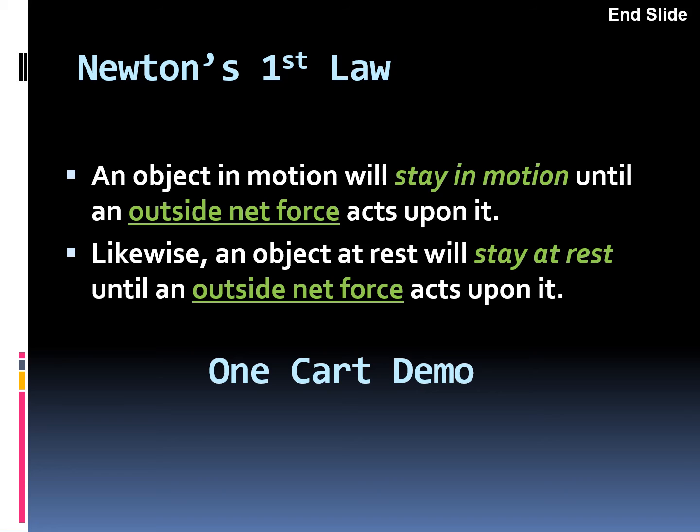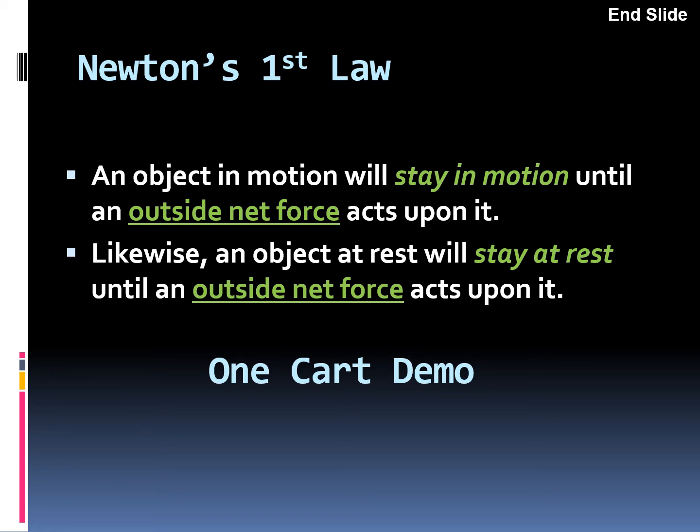So an object that's sitting on, let's talk about your book, a book sitting on the counter. The book is at rest and it has a lot of forces acting on it. It's got the table pushing up on it, it's got gravity pulling down on it, but all of those forces are balanced, so the net force is going to be equal to 0. This is called the law of inertia.